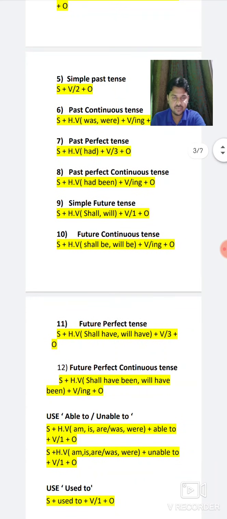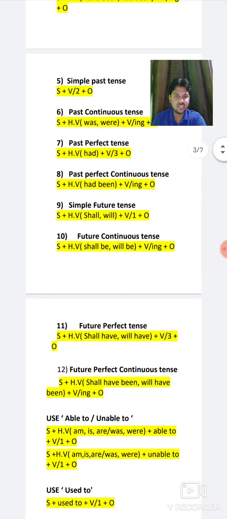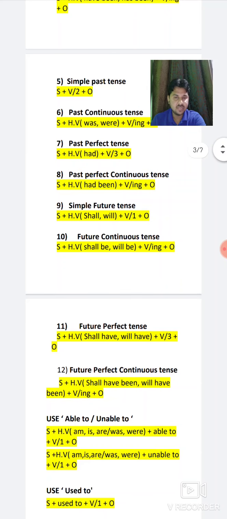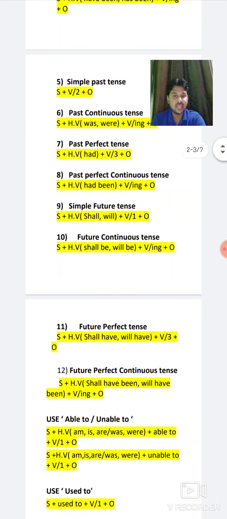Verb ing form it will be there. Then also we will see the structure: subject, after that helping verb had been, verb ing form known as verb fourth form, and at the last object will be there. Not third form, it will come ing form.